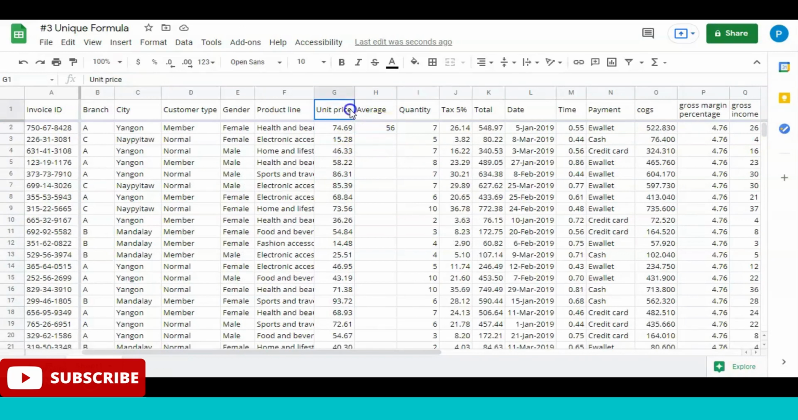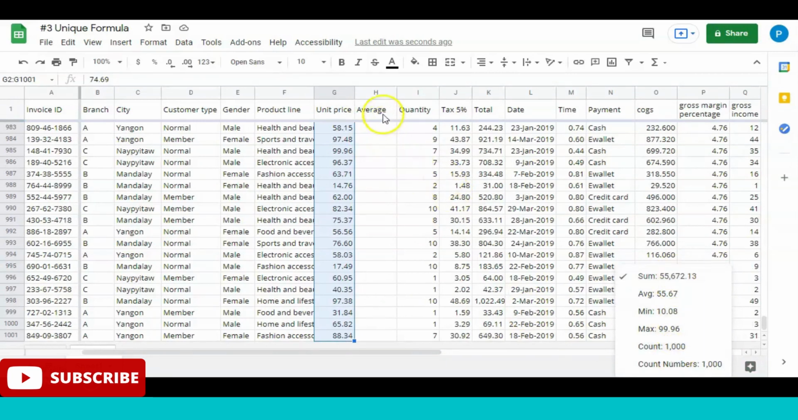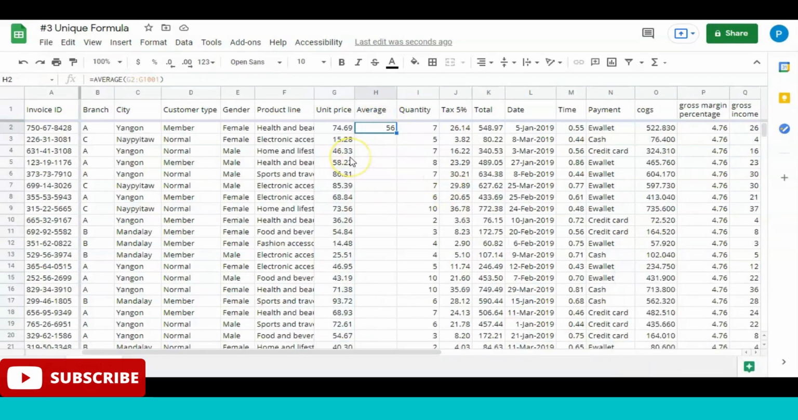This is the average of this. How many values do we have? 1000. The average of 1000 values of unit price is 56.